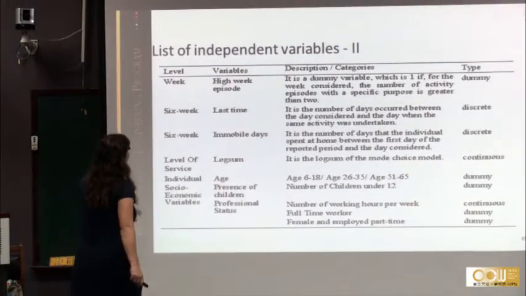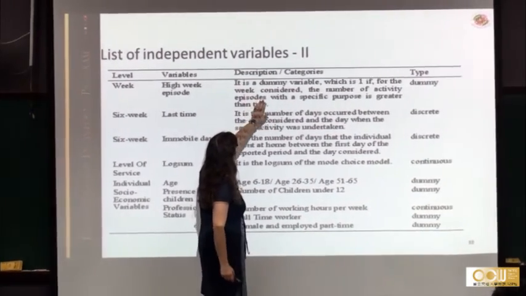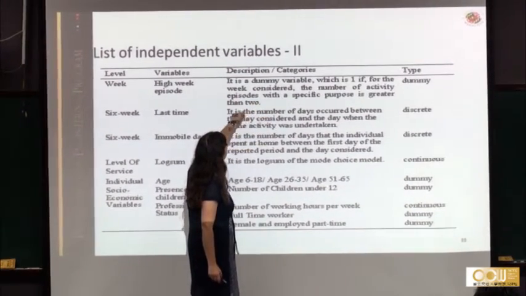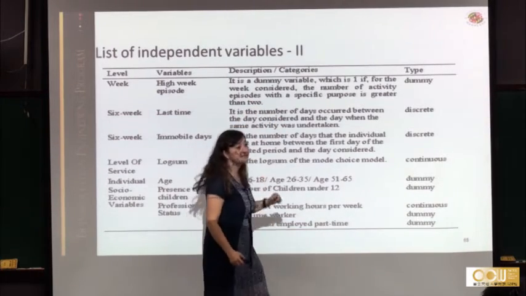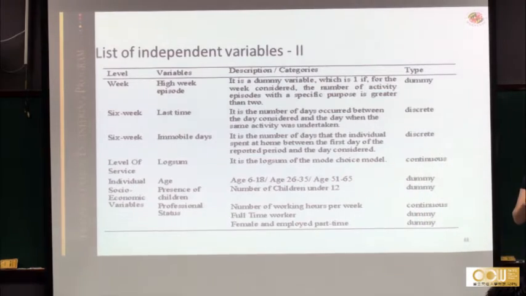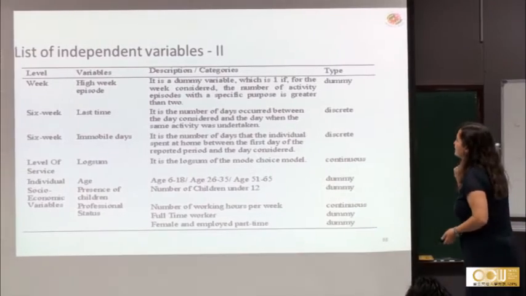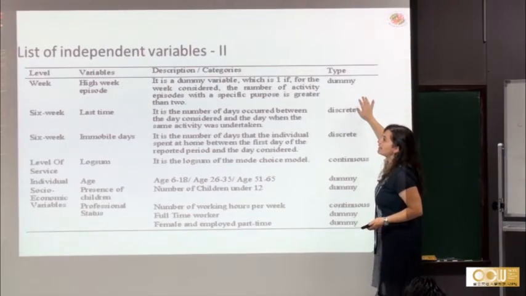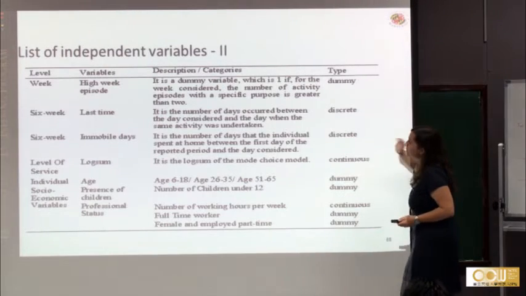So I had a high week episode, and this was a dummy variable, which is one for the week considered if the number of activity for a specific purpose is greater than 2. It means that you are going to shop more than twice a week. You are going to eat out more than twice a week. And I got this variable from Hirsch and Menakiva, and I decided to use them.